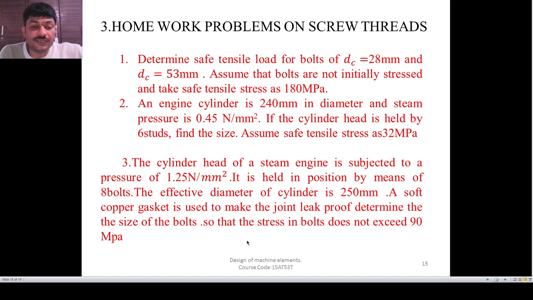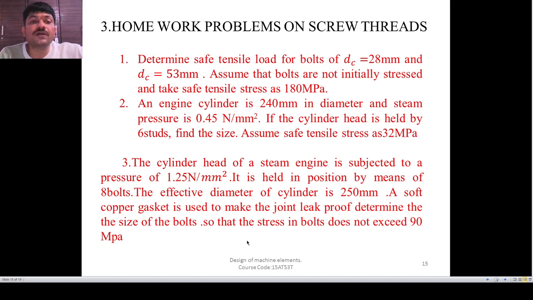Finally we can use the equation P = (pi/4) dc² σt n. From that you can find dc². Finally, assuming the coarse thread, dc is equal to 0.84 d, and you can find the nominal diameter, or you can directly use the design data book. From that you can find the standard dimensions of the bolt.